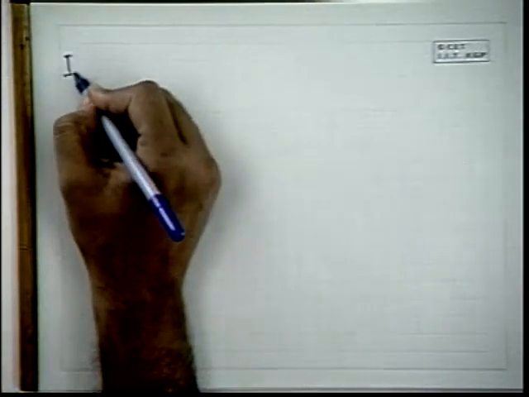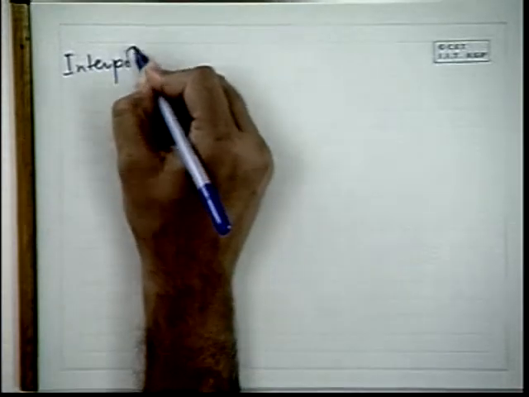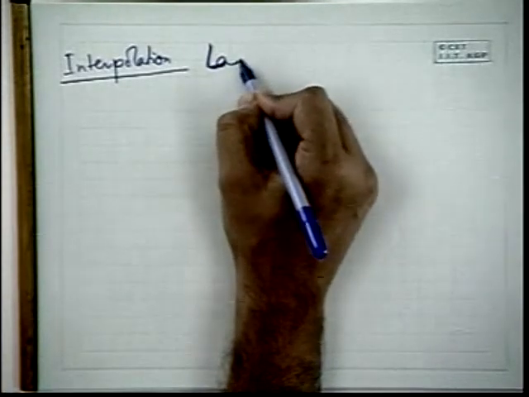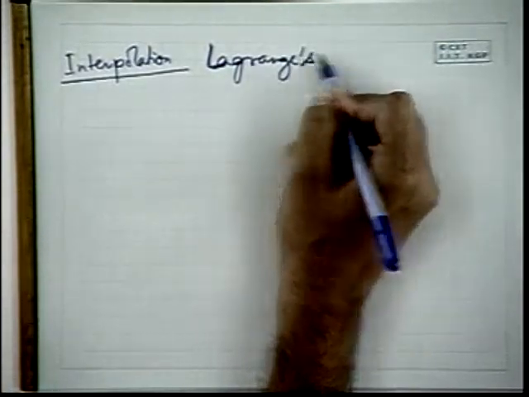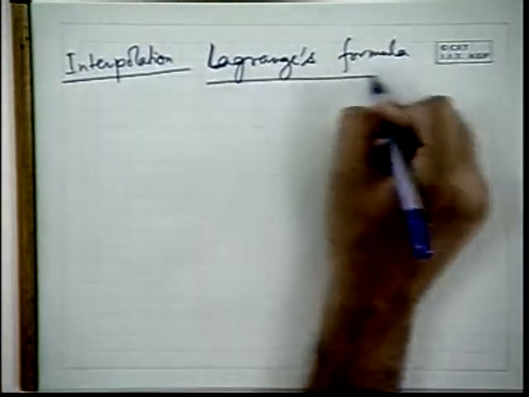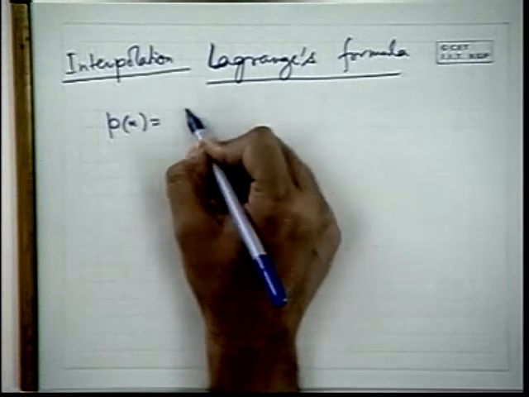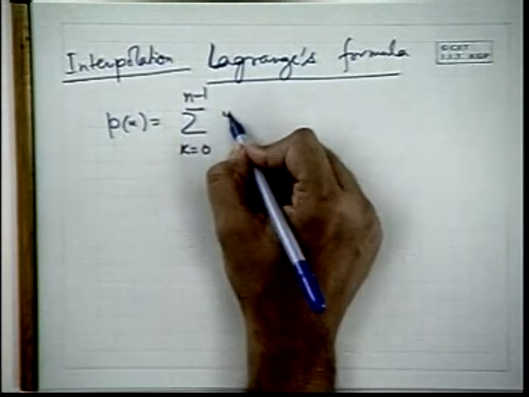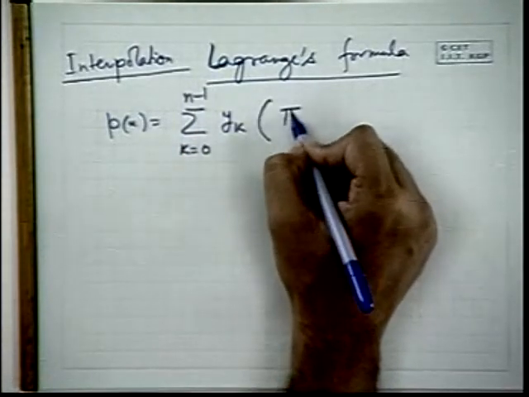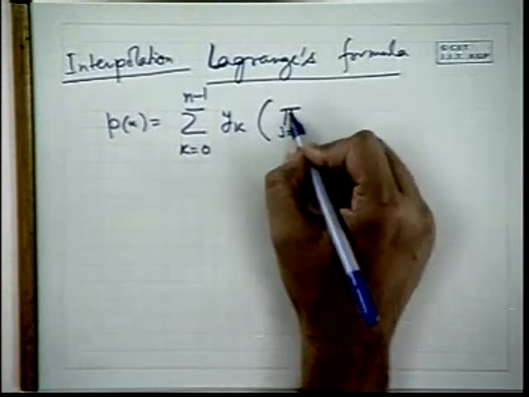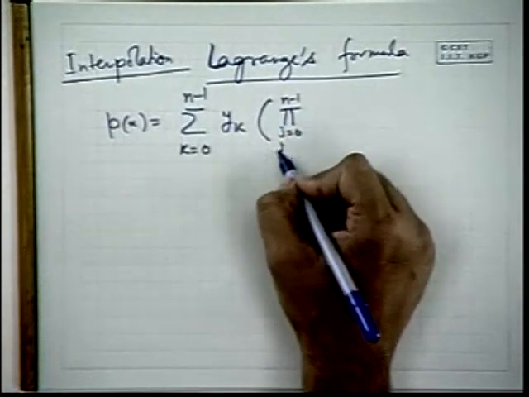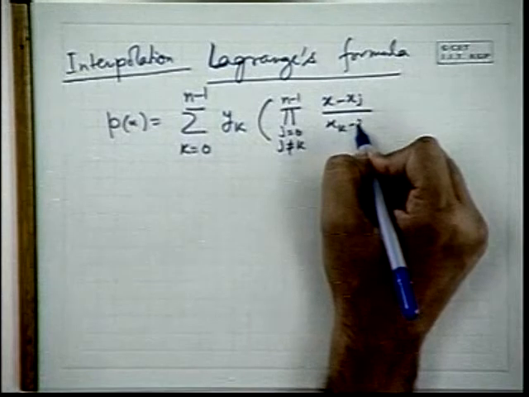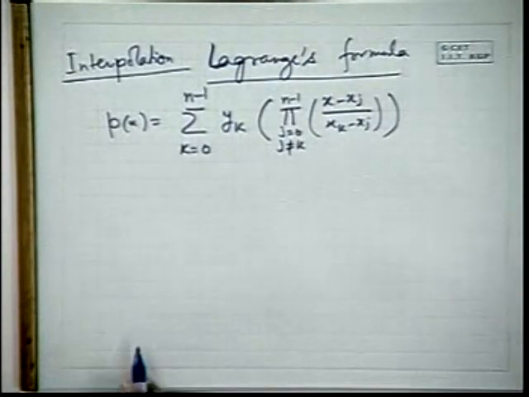Now the last operation is interpolation. How do we do interpolation? The straightforward technique is the Lagrange formula. What is the Lagrange formula? Using the Lagrange formula we can interpolate. The formula is this: P of x can be expressed as the sum for k going from 0 to n minus 1 of y_k, times the product for j going from 0 to n minus 1, j not equal to k, of (x minus x_j) over (x_k minus x_j). So this is the formula.